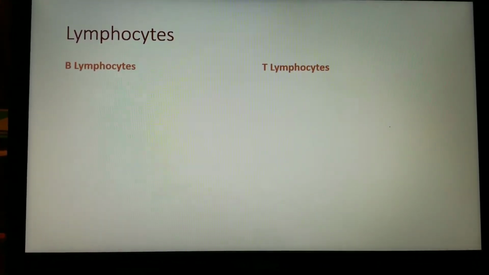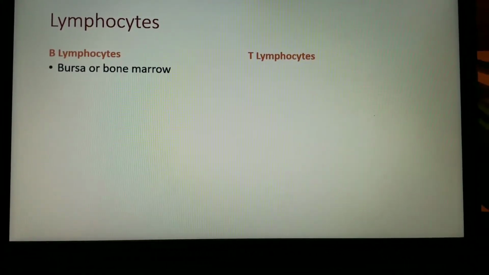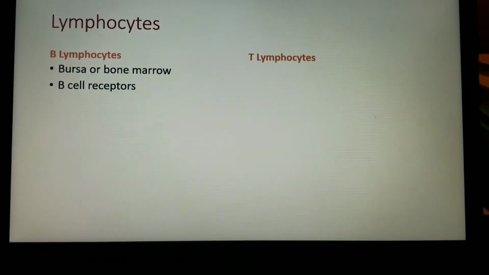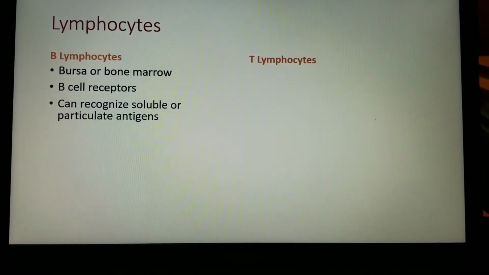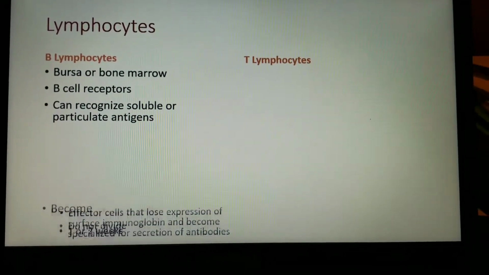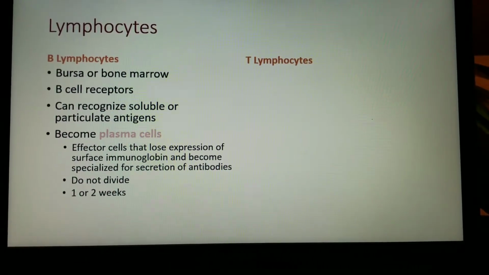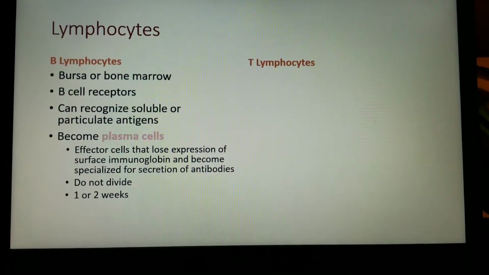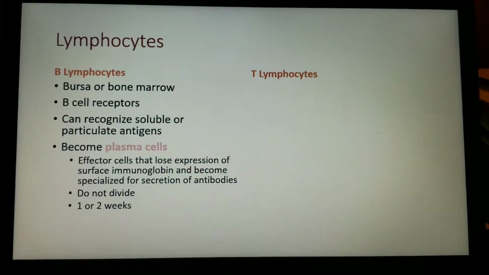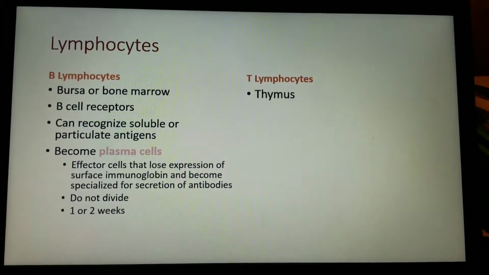The lymphocytes are two different kinds, the B lymphocytes and the T lymphocytes. B lymphocytes get their name because they're made in the bursa in birds or bone marrow in humans. They have B cell receptors on their surface, and they can recognize soluble or particulate antigens. They have the ability to become plasma cells, which are effector cells that lose expression of surface immunoglobulin and become specialized for secretion of antibodies. So these plasma cells are just antibody factories. They don't divide, and they live for 1 or 2 weeks.